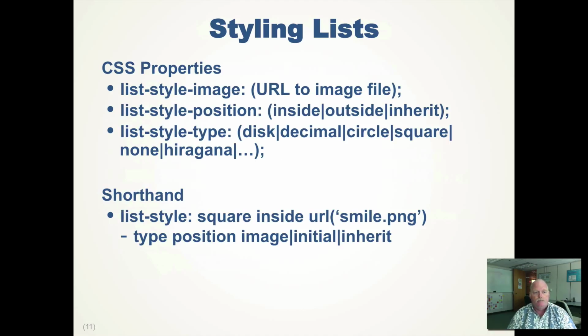So very nice. Styling lists, we use the property list-style-image. So instead of having a bullet, we could have an image. So you want a smiley face or anything you want, any image. The position, is it inside or outside? So where does the bullet live? Does it go inside the thing, or outside?